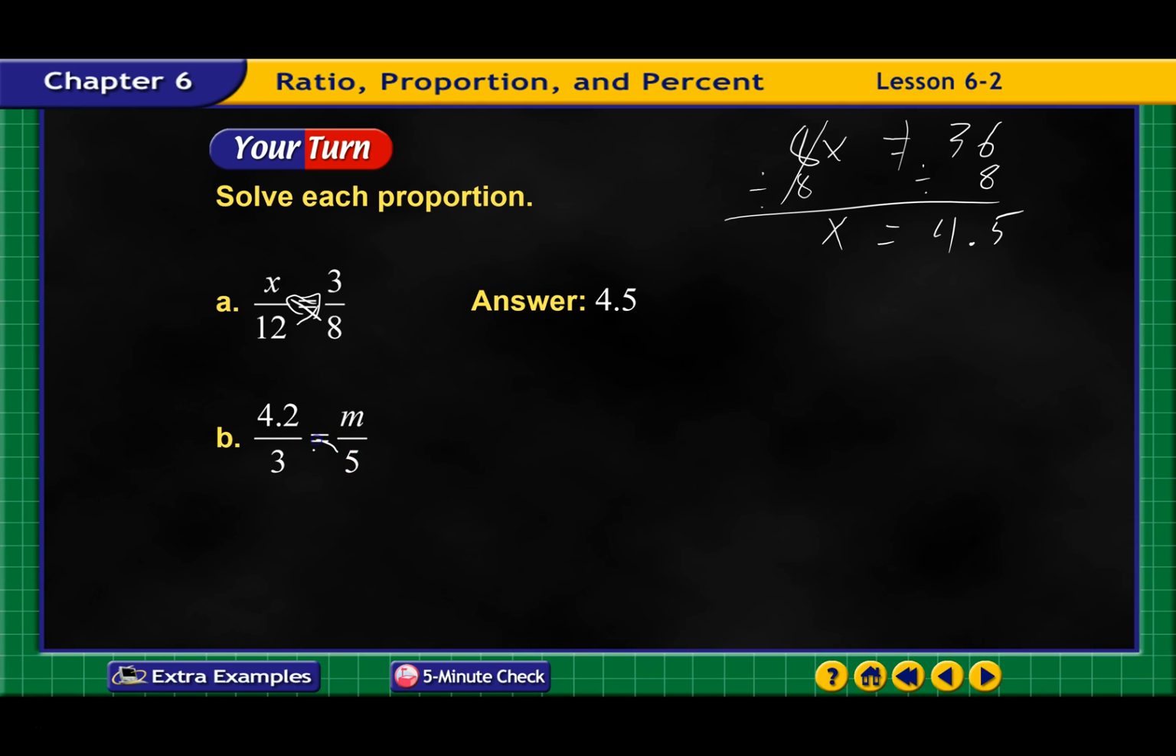All right, so I'd cross multiply these. So that'd be 4.2 times 5 and 3 times m. Multiply these together, come out to 21 equals 3m. Divide by 3, divide by 3. 7 equals m.